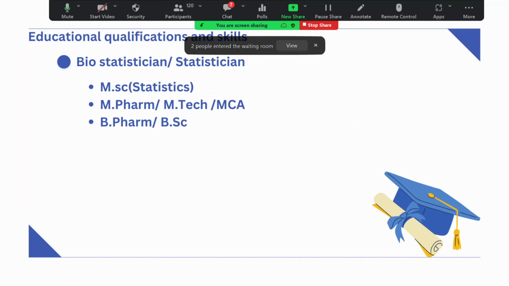To obtain a position as a biostatistician or statistician, an MSc in statistics, preferably in biostatistics, may be required. Any advanced degree with a strong emphasis in statistics, such as a master's in public health with a concentration in biostatistics, is also acceptable. Knowledge of statistical software, particularly SAS, is also required. Familiarity with the SAS programming language and the ability to write code in SAS is a very desirable skill. A few companies may consider M.Pharm, M.Tech, MCA, B.Pharm, and BSc candidates as well.